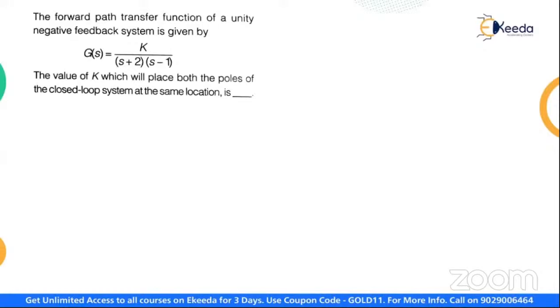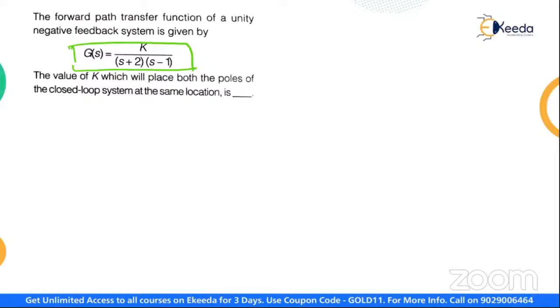What is given to you? You have been given this transfer function, correct? G(s) equal to how much? K upon (s + 2) into (s - 1) is what is given to you. Now, using the root locus method, the breakaway point can be obtained.